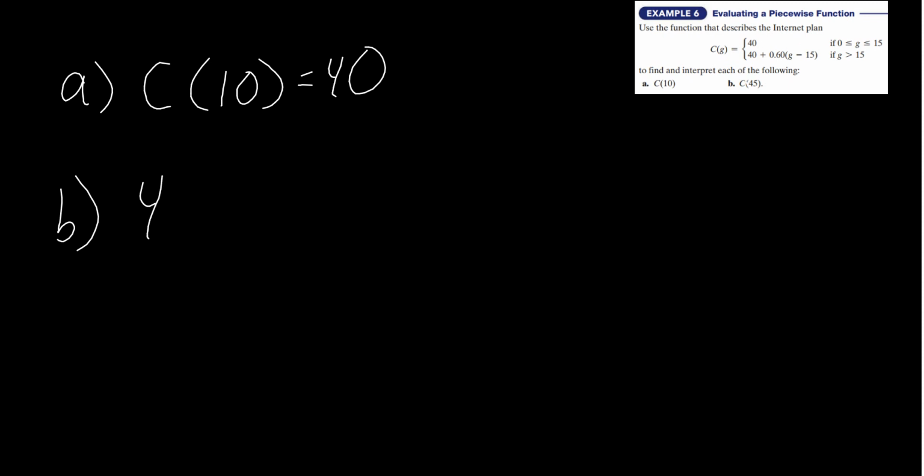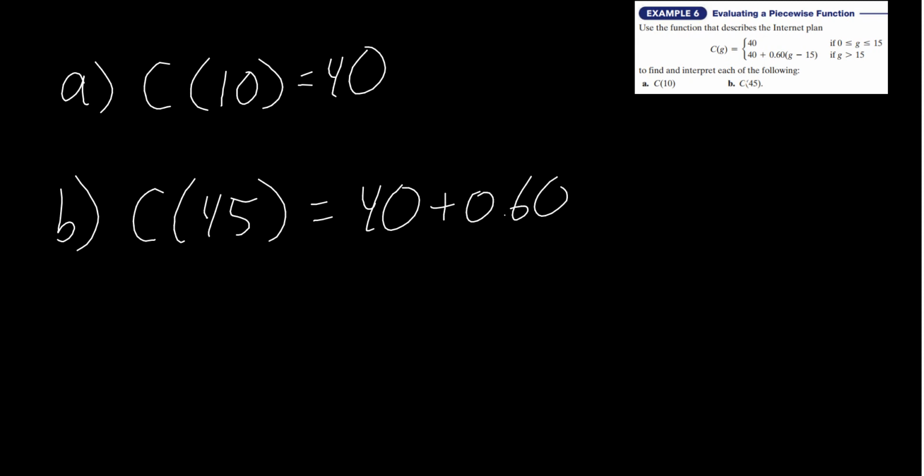The second equation, let's actually do this like this. We're going to do C of 45, and the second equation is 40 plus 0.6, and let's fix that, it's G minus 15. Okay, but we are choosing the G to be 45. So we're going to erase the G here, and we're going to make it a 45. And then we do the arithmetic, and we solve the problem.